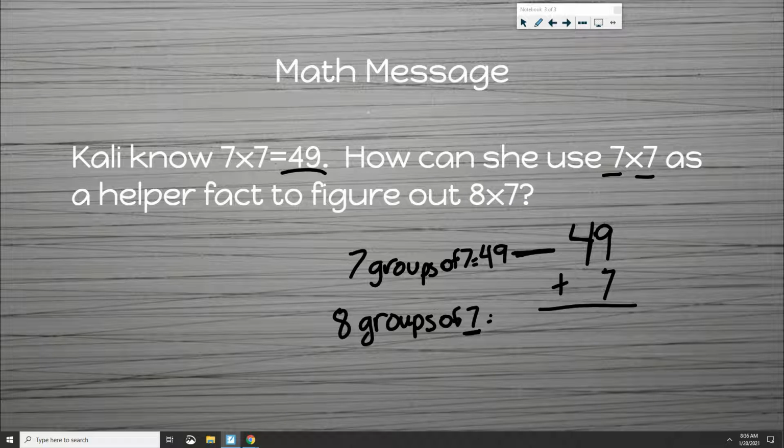9 plus 7 is 16. When I carry the 10, I'm going to have 1 and 4 tens, so that makes 5 tens. 8 times 7 is 56. For this strategy that I used, this is the add a group strategy.